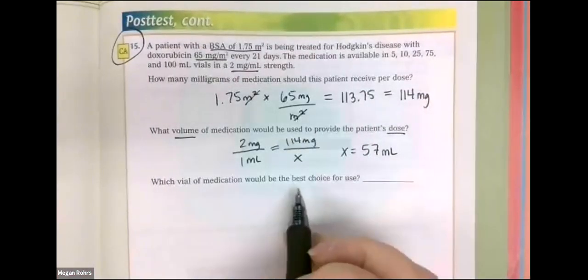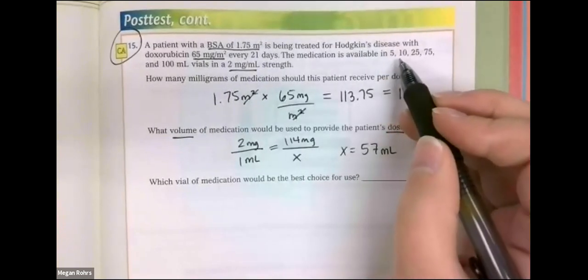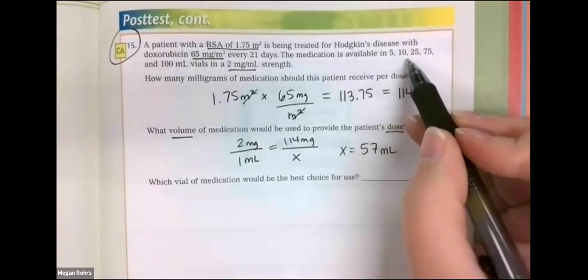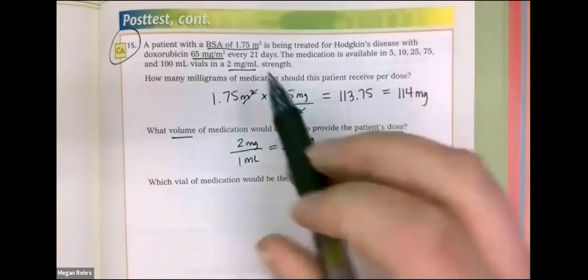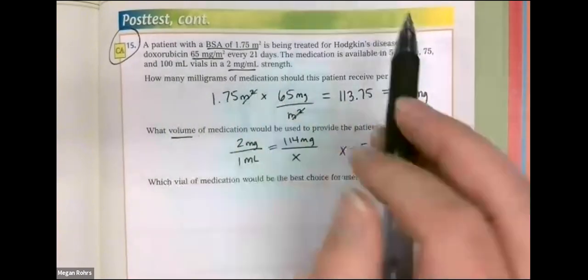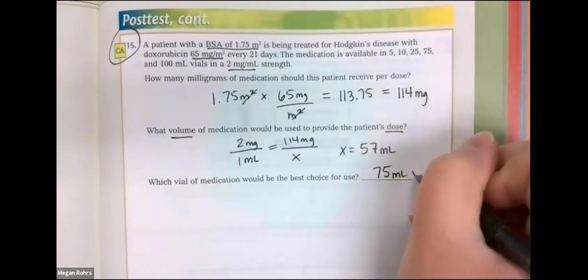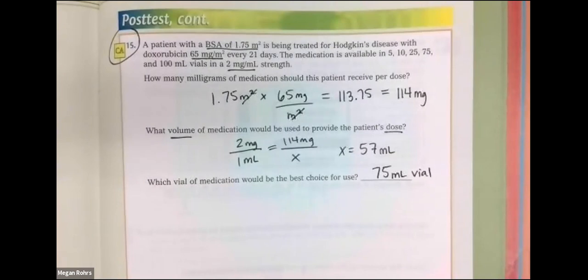Now, which vial would be the best choice? Well, let's see, I got a 5, 10, 25, 75, and 100. These three would be too small. 75 would work, 100 would be a little bit too big, so I would just choose the 75 mL vial, because that's closest to the dose that I need.